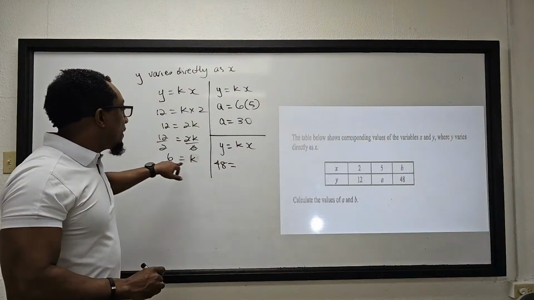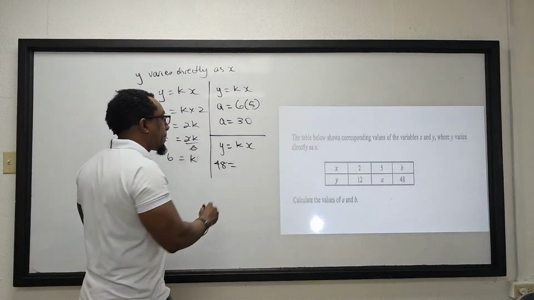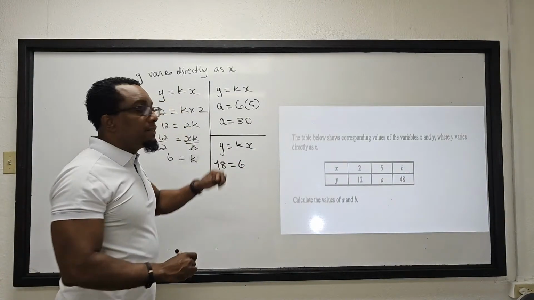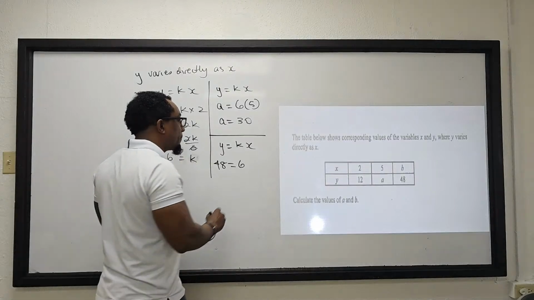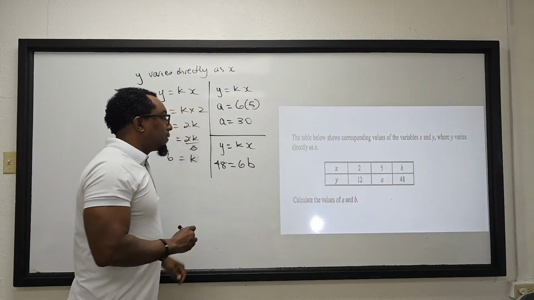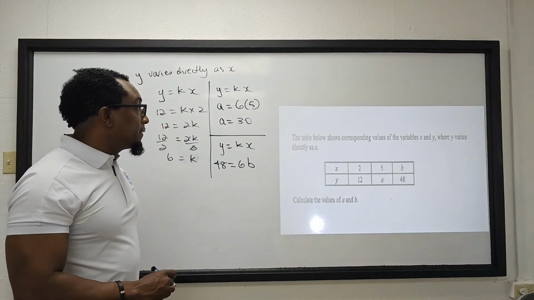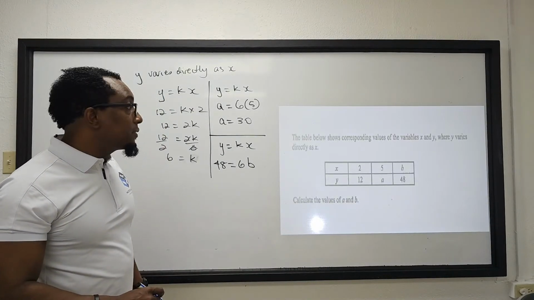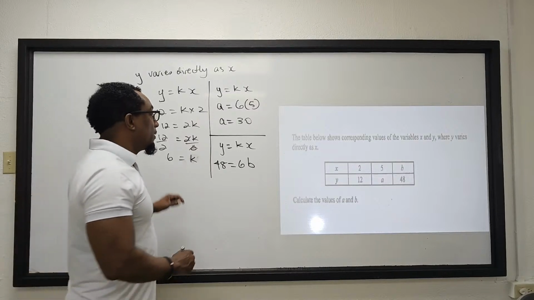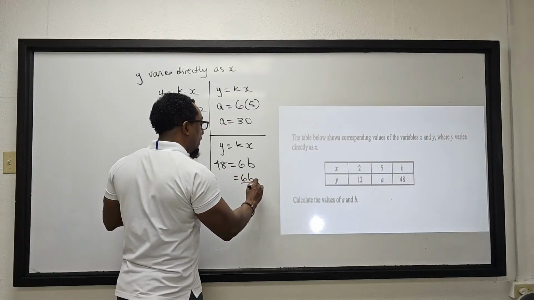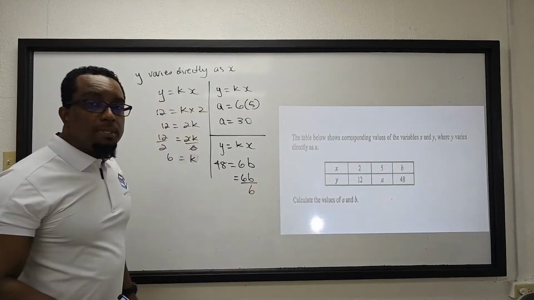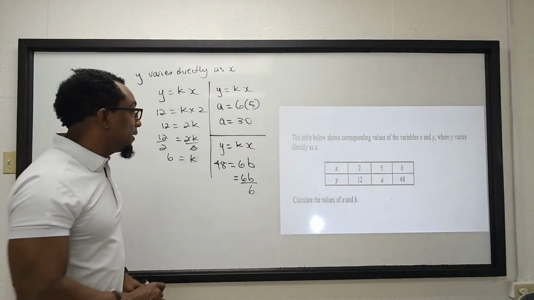Where I see k, I'm going to replace it with 6. And where I see x, I'm going to replace it with b. So that is 6 multiplied by b, or 6b. And therefore, to make b the subject, I need to remove 6. So this is 6b divided by 6. And the opposite of multiplication is division.